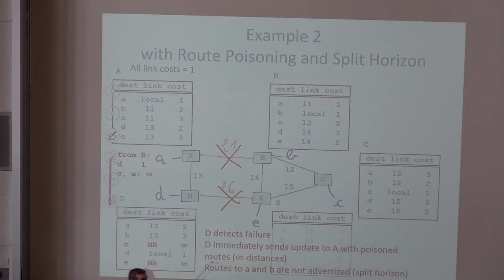So let's redo this simulation, assuming we have those heuristics put in place. Here again, D detects the failure. Now D immediately sends an update to A, saying not only that. In the previous case we sent nothing. We said, I know nothing about C and E. I don't have a distance, so I send nothing. Here we do something differently. We send an update saying the distance to C and E seen from me is plus infinity, which is not exactly the same as absence of a message, as we will see.